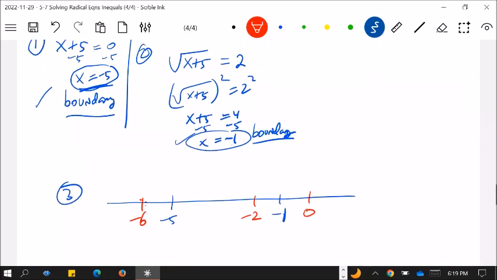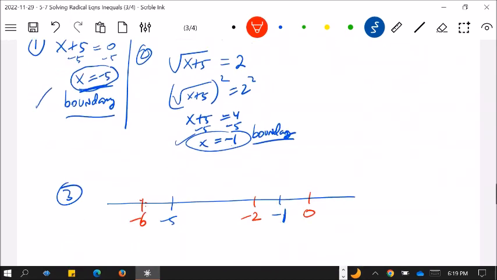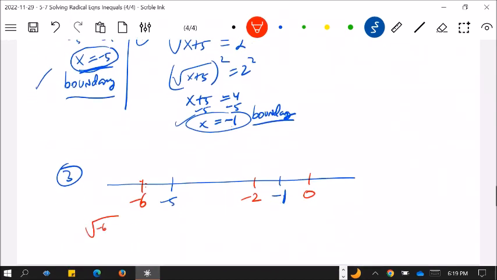All right, so with the negative 6, I'm going to put that in here. Well, as soon as I do negative 6 plus 5, I get a negative 1. I know I can't go any further. So this whole region here is no good.